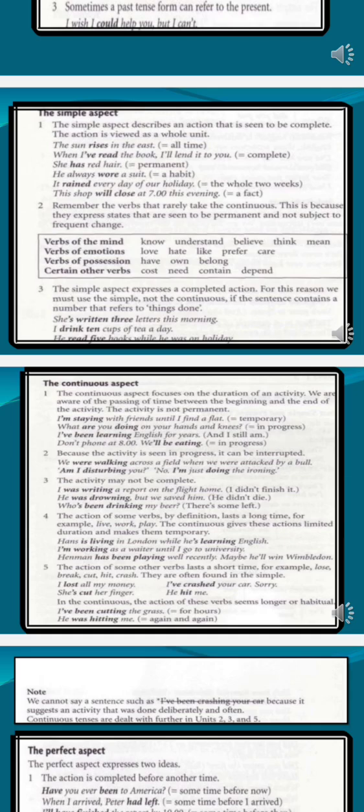3. The simple aspect expresses a completed action. For this reason, we must use the simple, not the continuous, in sentences that contain a number that refers to things done. "She's written 3 letters this morning." "I drink 10 cups of tea a day." "He read 5 books while he was on holiday."